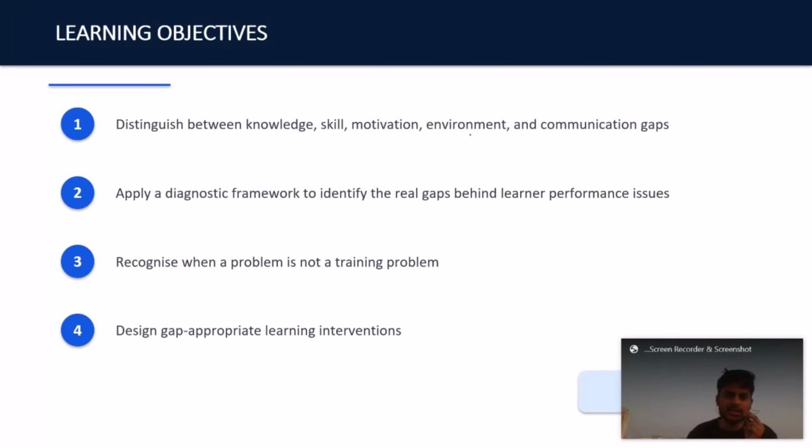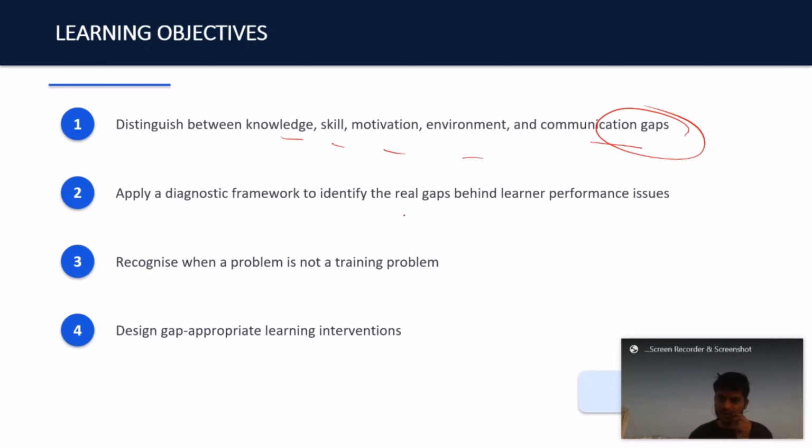So, what will be the learning objectives? We will understand and distinguish between knowledge, skill, motivation, environment, and communication gaps. The gaps can be of different types. These are the gaps we will be covering today, and we will apply the diagnostic framework to identify the real gap.